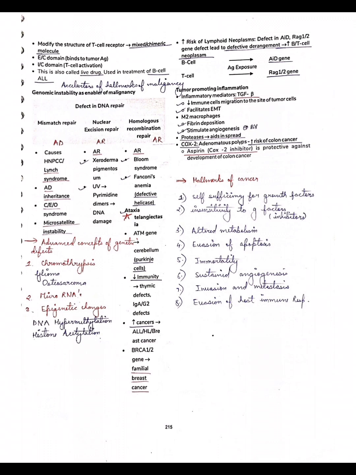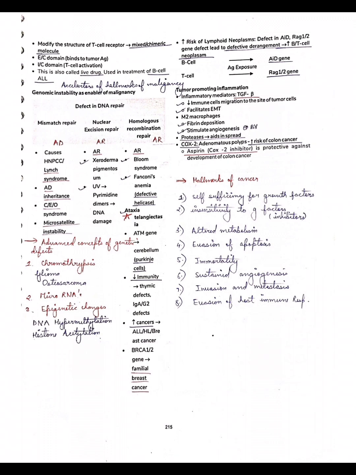Now we'll be talking about the genetic basis of carcinogenesis. What is the genetic basis of carcinogenesis? Firstly, we are going to see that in a cell we have 4 types of genes. They are proto-oncogenes, tumor suppressor genes, DNA repair genes, and genes regulating apoptosis. The proto-oncogenes are the normal genes present in our body, and they act as an accelerator, and their role is gain of function mutation.